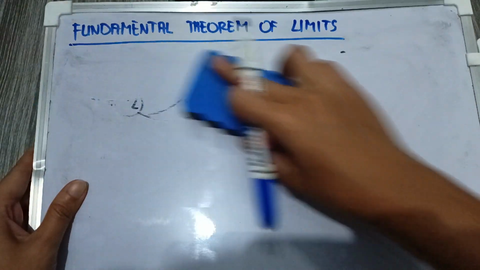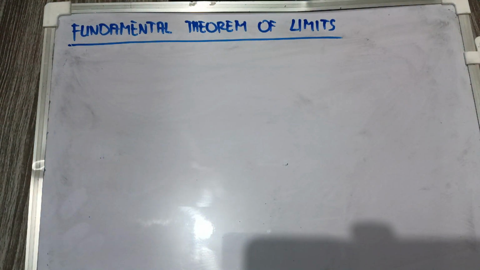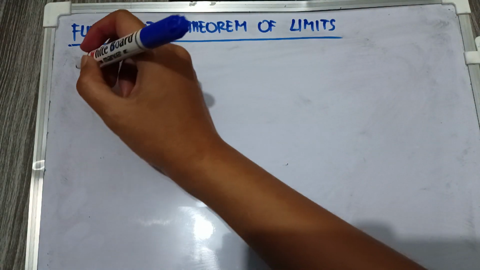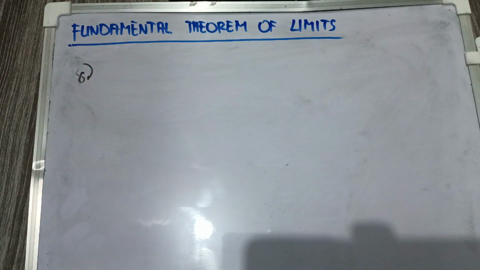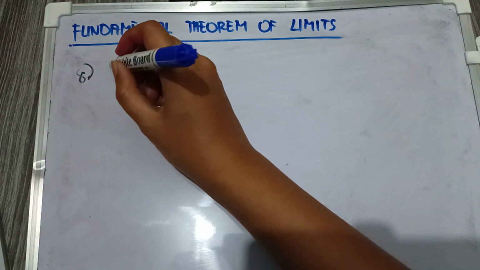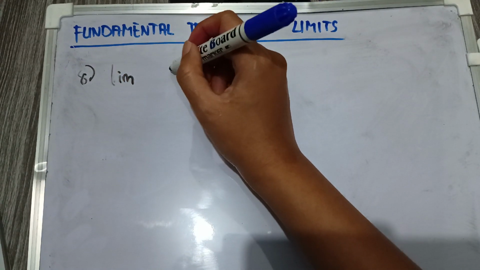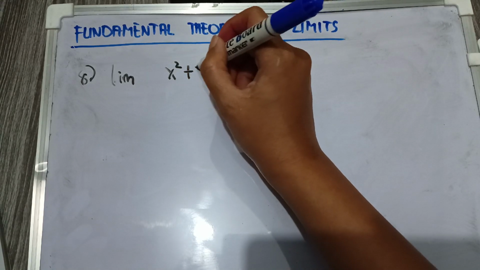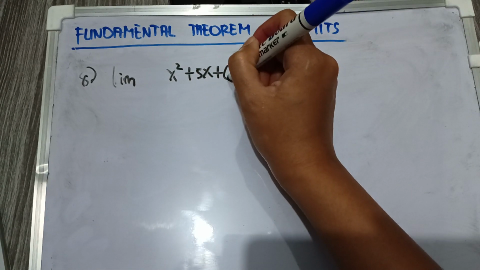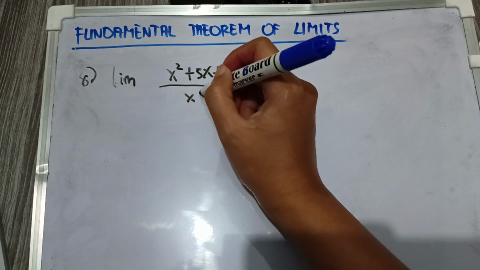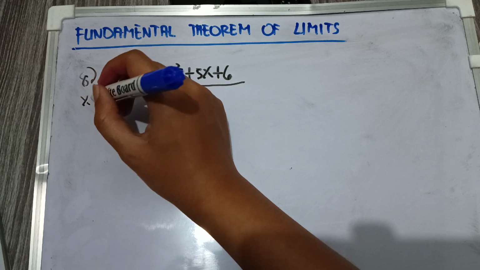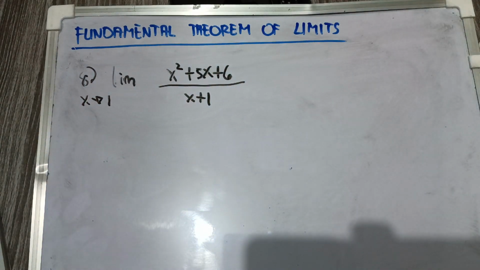Now, another example. What if we are being asked about the function of a polynomial? If we have the limit of x squared plus 5x plus 6 all over x plus 1 when x approaches 1.